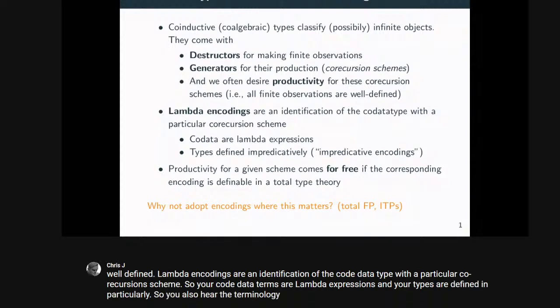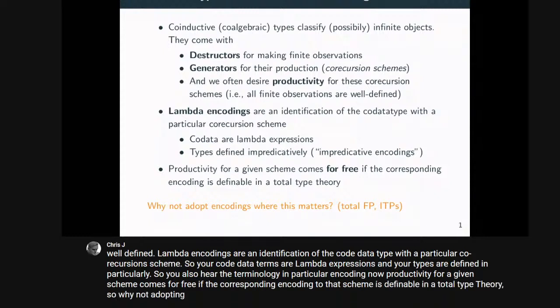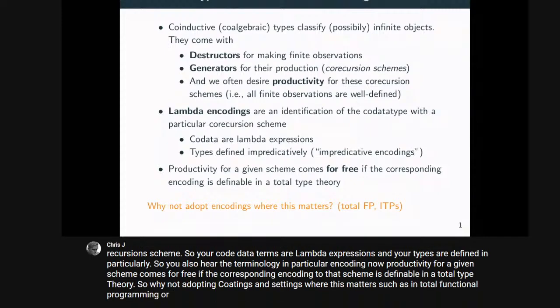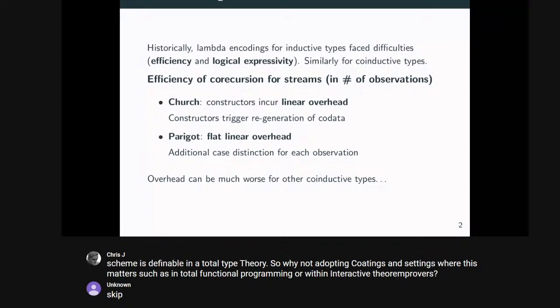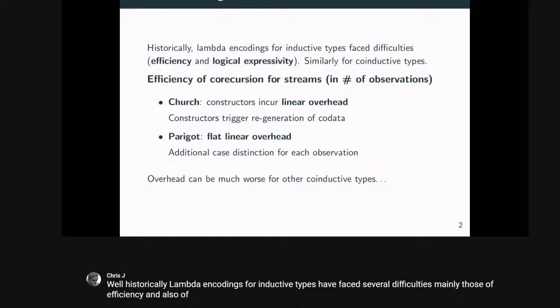Now, productivity for a given scheme comes for free if the corresponding encoding to that scheme is definable in a total type theory. So why not adopt encodings in settings where this matters, such as in total functional programming or within interactive theorem provers? Well, historically, lambda encodings for inductive types have faced several difficulties, namely those of efficiency and also of logical expressivity. And there's a similar account for the encodings of co-inductive types as well.